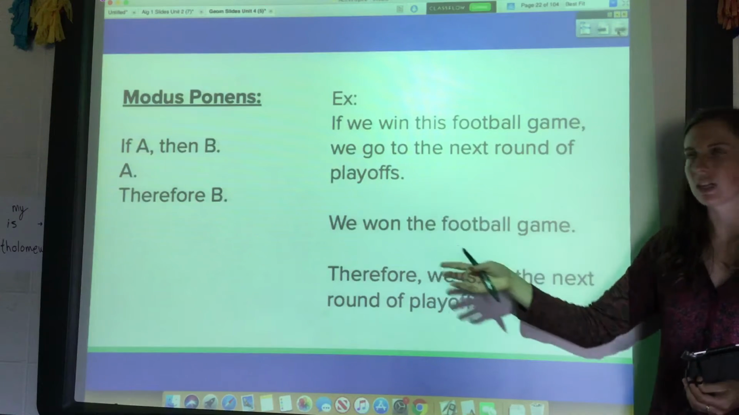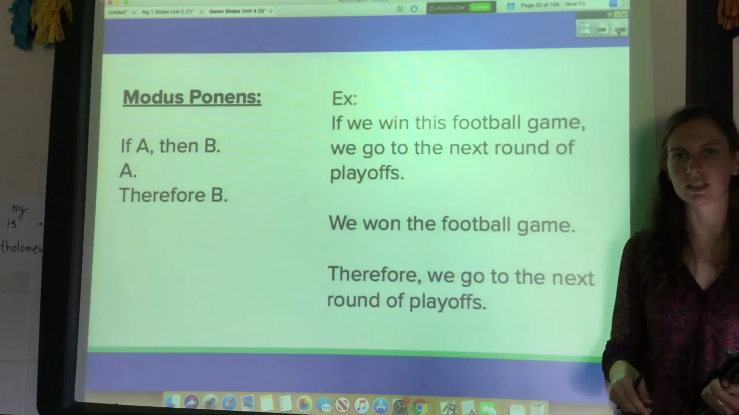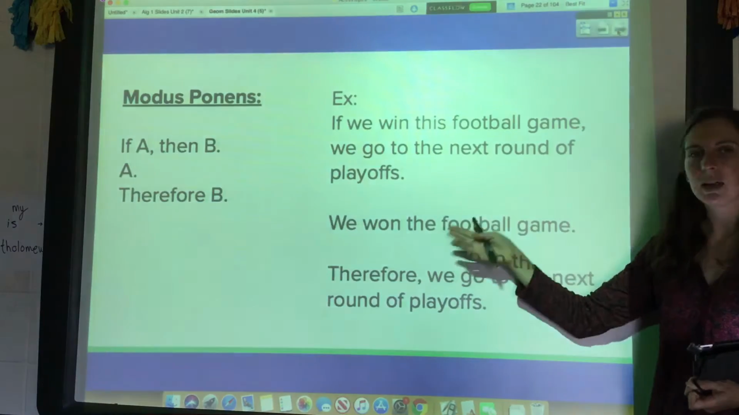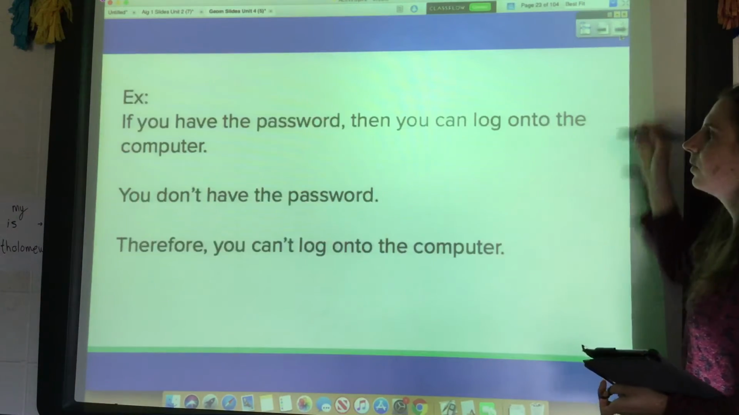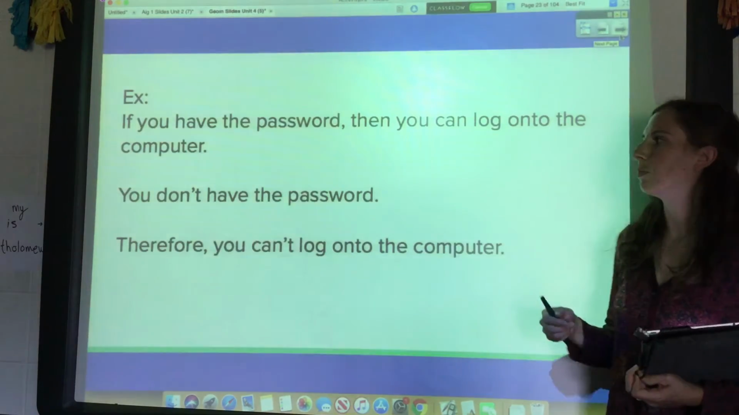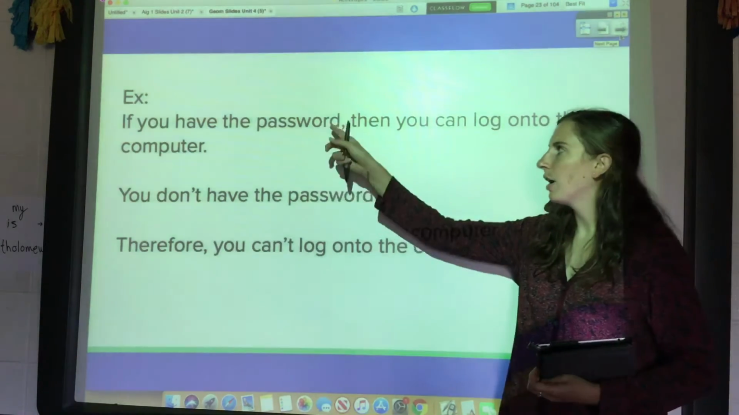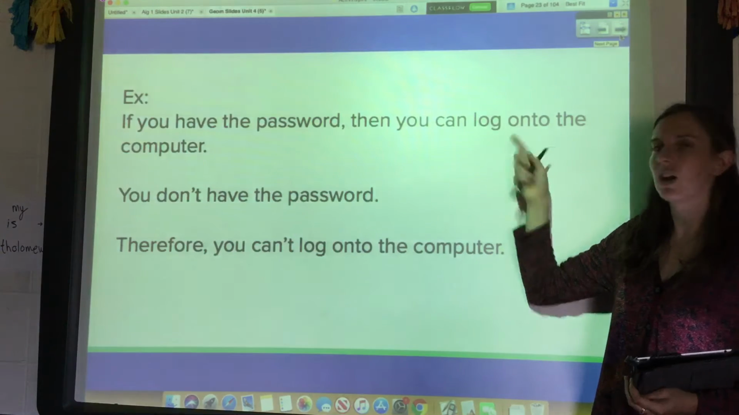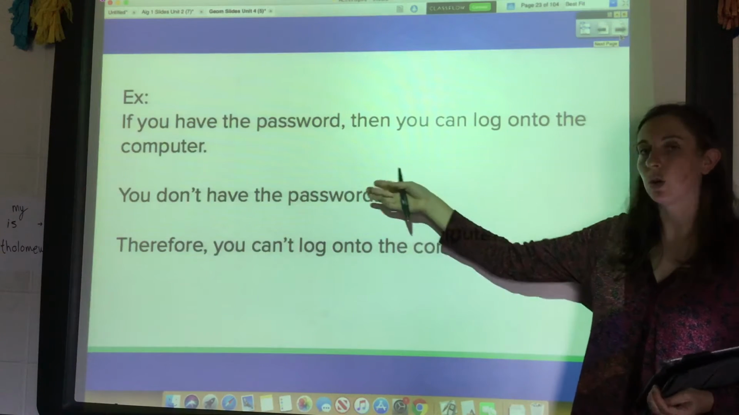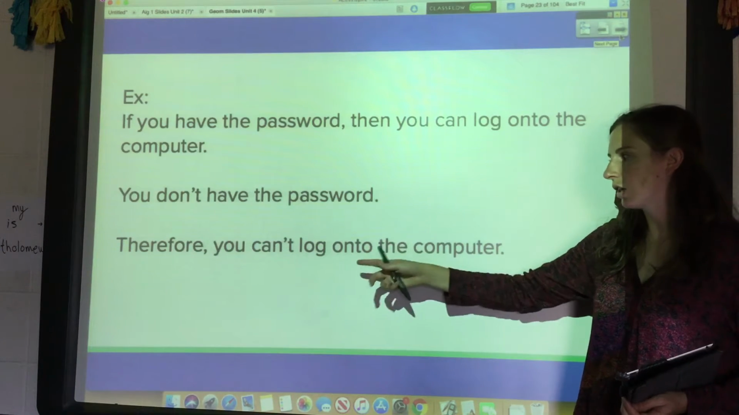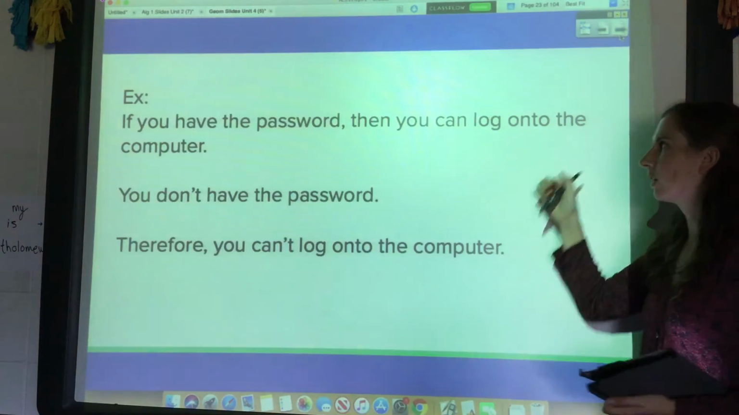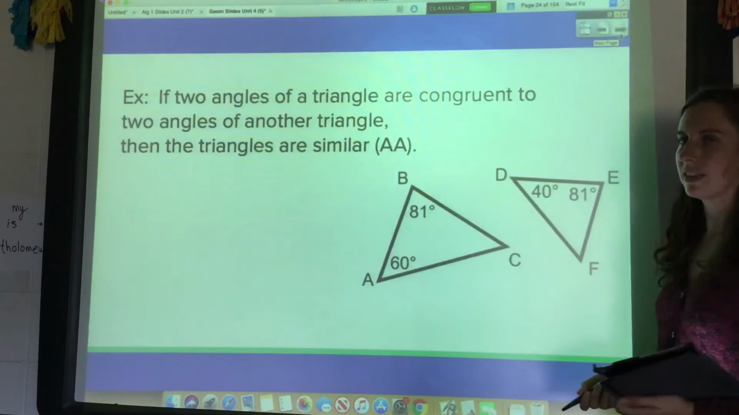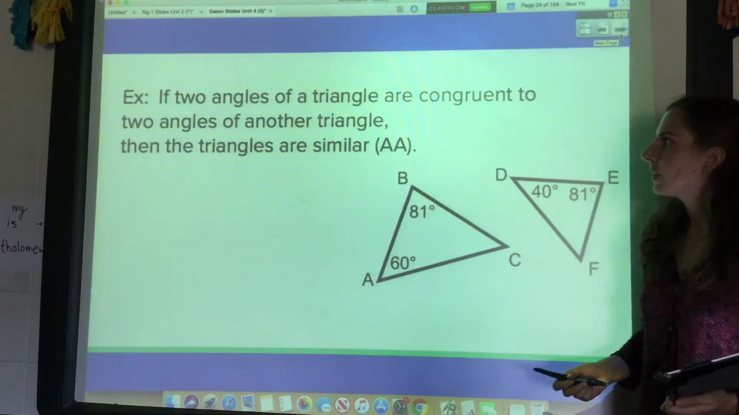That form of logic is called modus ponens. It seems like common sense, but it makes logical sense. That's the whole point. There are other ways to prove things, though. Here's another example of modus ponens. If you have the password, then you can log onto the computer. You don't have the password, therefore you cannot log onto the computer. So kind of doing it backwards. And there's a name for that, but we won't get into it.